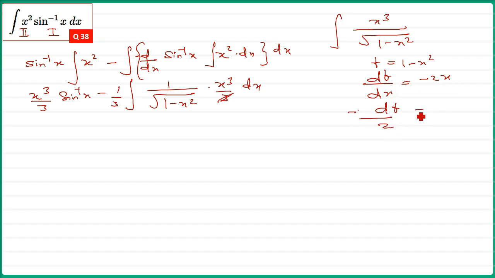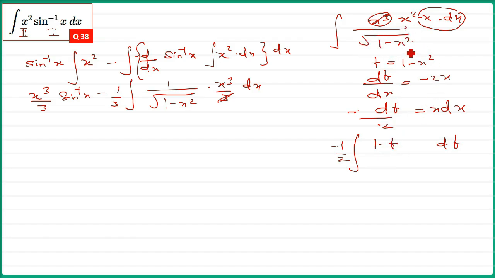Because we need x cube, we can write x cube as x square into x, then with a dx. So this x dx has become negative dt by 2. So negative half can be taken outside. x square can be taken from here; x square will be 1 minus t. So let me write 1 minus t here. And then we have under root 1 minus x square, which is essentially under root t only. So minus half is there and 1 minus t by under root t is there.